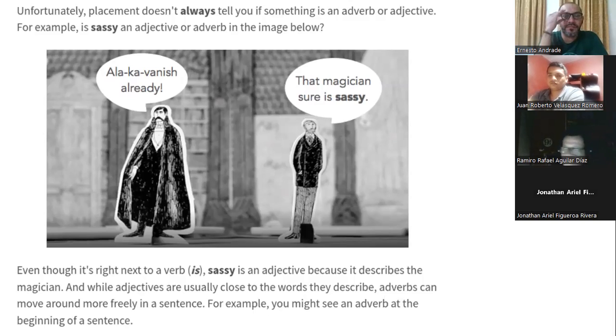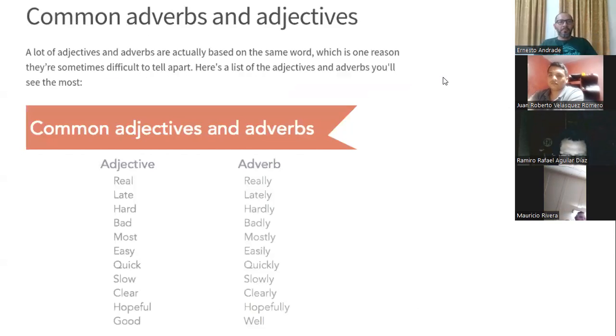Do you have any questions here? Only I don't hear well. When you say if it describes the noun, is it the noun or is it another word? I mean, when the word describes the noun, then that is an adjective. But if the word describes the verb, then it is an adverb. Okay. Good. Let's move to the next one.